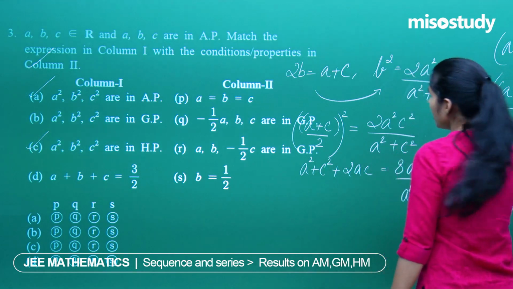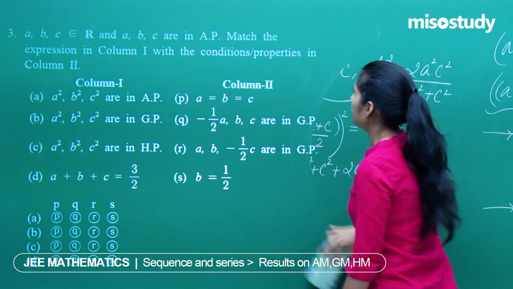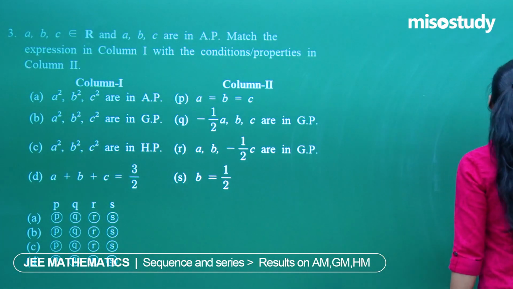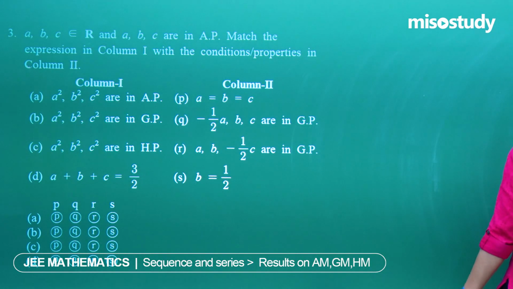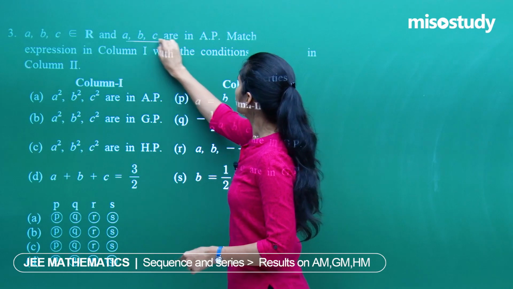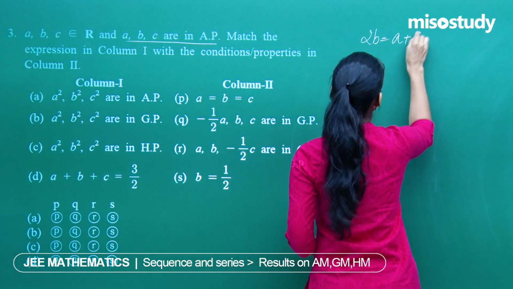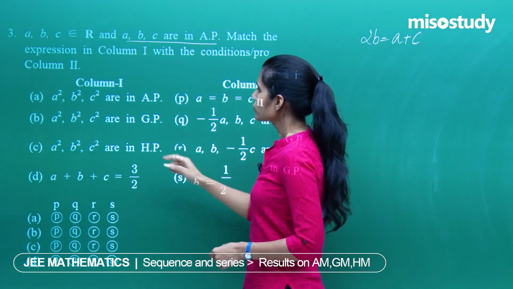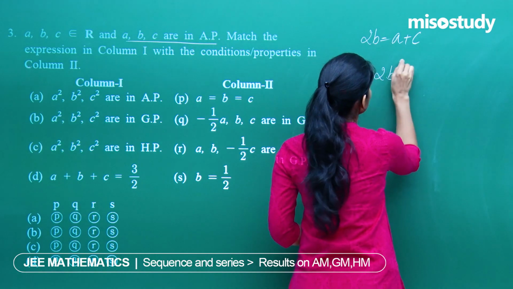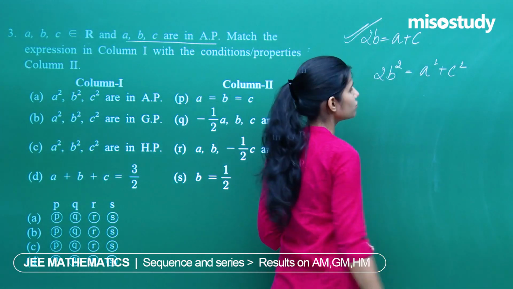Next question says that a, b, c are real numbers and a, b, c are in AP. Match the expression in column 1 with the properties or conditions in column 2. Let's see how we need to tackle this question. So a, b, c are already given in AP, that means you already have twice of b equals a plus c. a square, b square, c square are also in AP, that means twice of b square equals a square plus c square. This is already given to you.